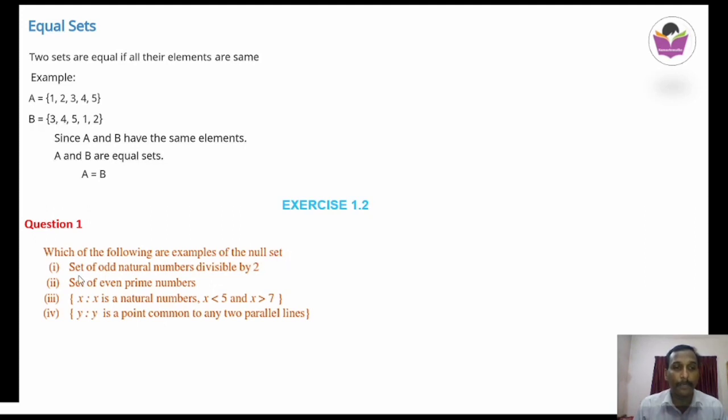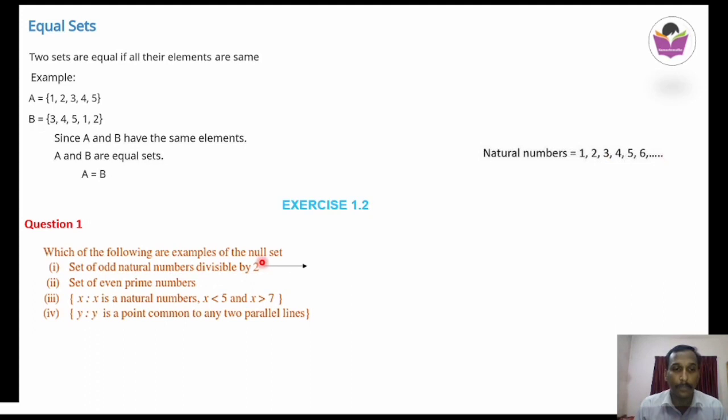Let's see the first question. Set of odd natural numbers divisible by 2. We can see here odd and divisible by 2 is a contradiction. So anyway, let's check. Natural numbers, we know that it is 1, 2, 3 up to infinity. And here, odd natural numbers divisible by 2.